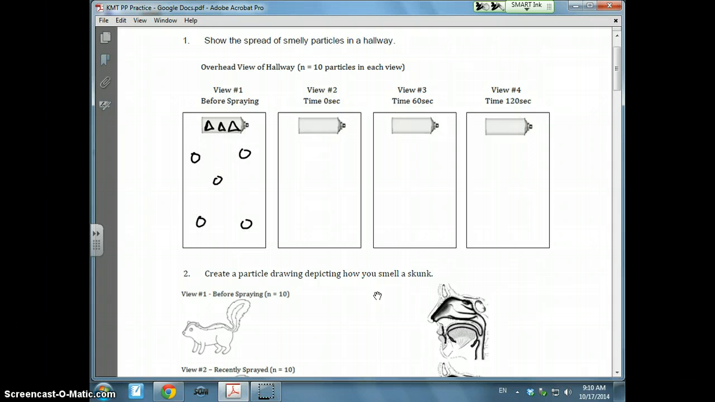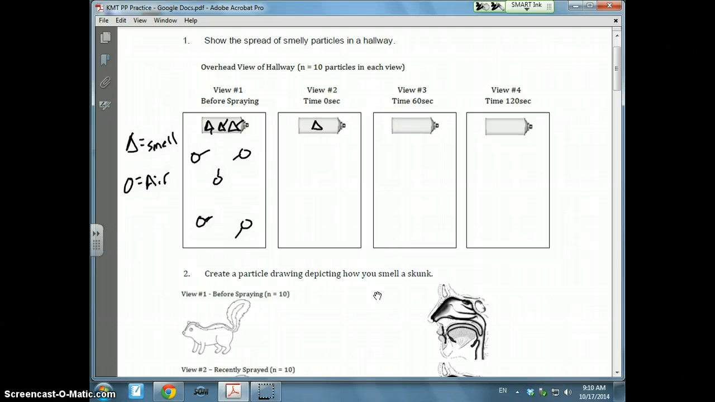show 5 of them. All of those particles are moving, and they're moving kind of randomly, so I'm going to show whooshies going in all directions. It's a little harder in the can. You say triangle equals smell, circle equals air. That's before the spraying.